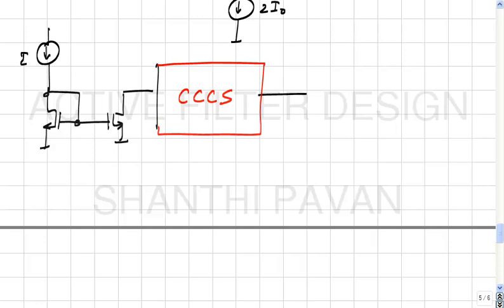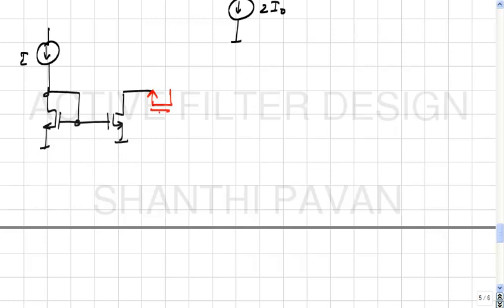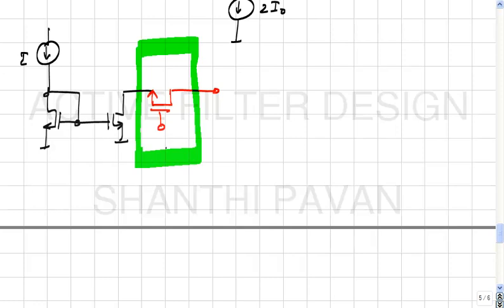Now, what is the simplest current controlled current source? Common gate amplifier. This is the CCCS. When does the common gate amplifier, or when does the transistor behave like a current controlled current source? Under what conditions? It must operate in saturation.